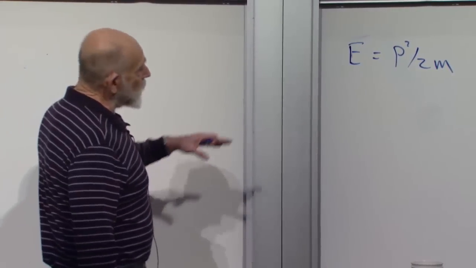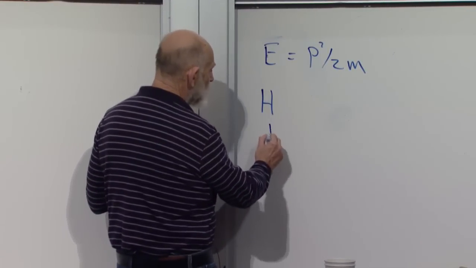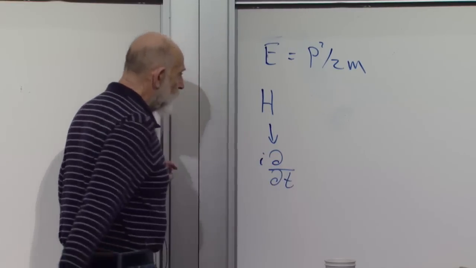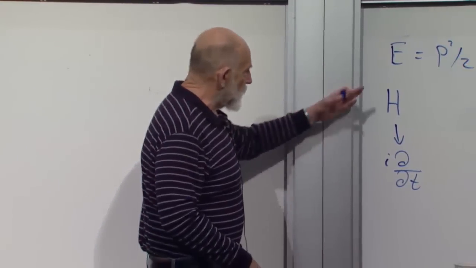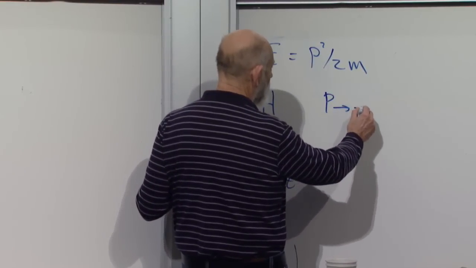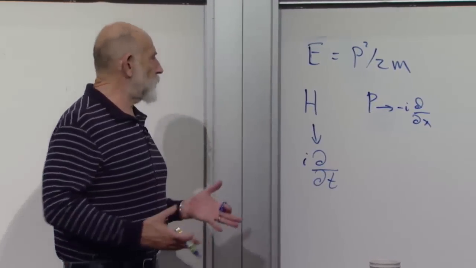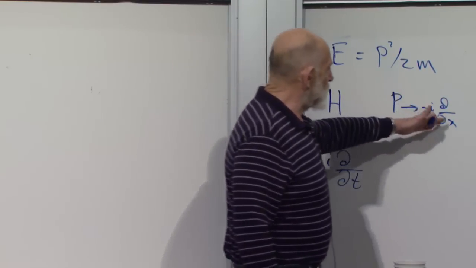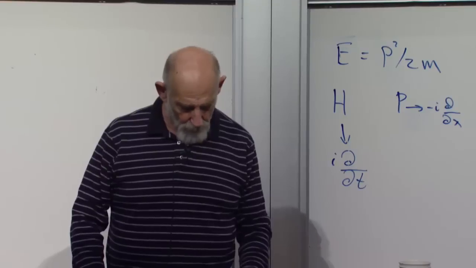And then to go to quantum mechanics, we replace energy by Hamiltonian, which we then replace by i d by dt. In other words, the Hamiltonian is the thing which gives you the time derivative of the wave function. That's on the left side. And on the right side, we replace p by minus i d by dx. And that gives us the Schrodinger equation. i d psi by dt is minus d squared over 2m, second derivative, you know the story. Schrodinger equation.